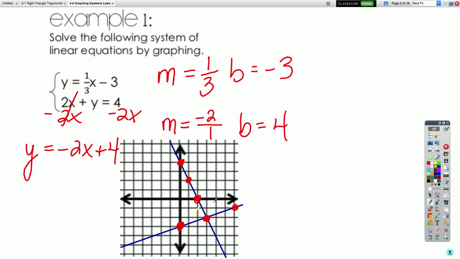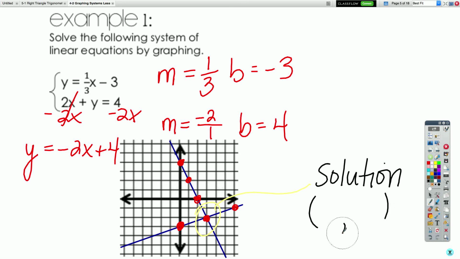This area right there, that is your solution. Where they cross. Your solution is an ordered pair. What comes first in the alphabet for it? How do you know which one's first? Yeah, it's your x. This is the x-axis, this is the y, right?